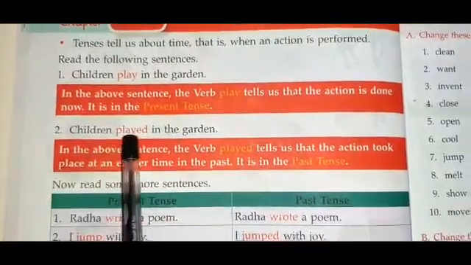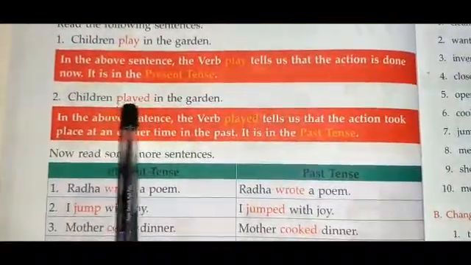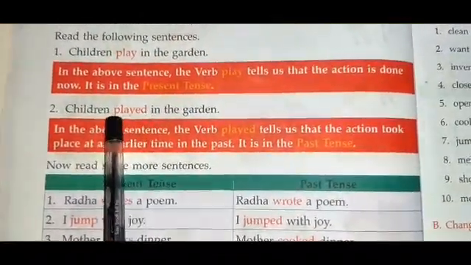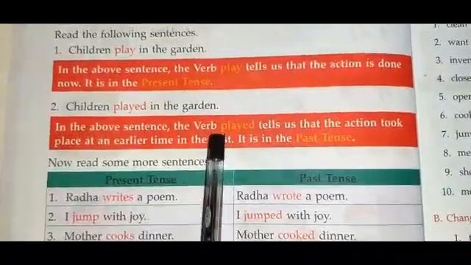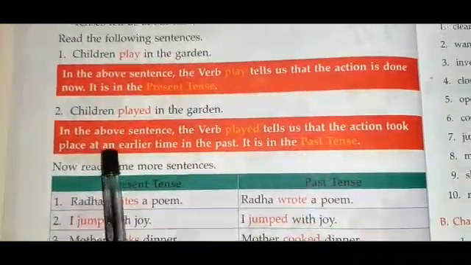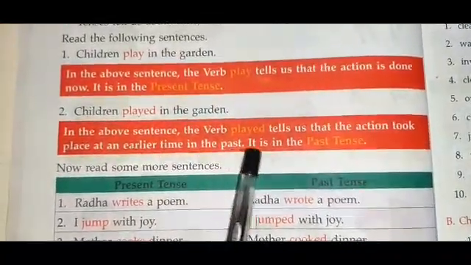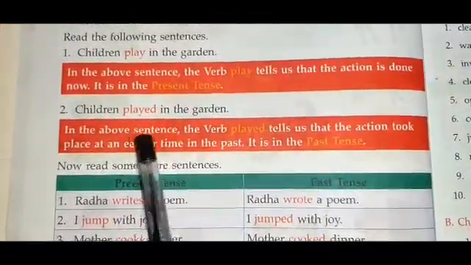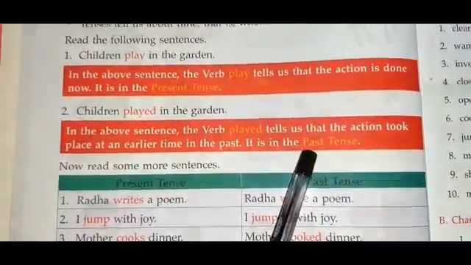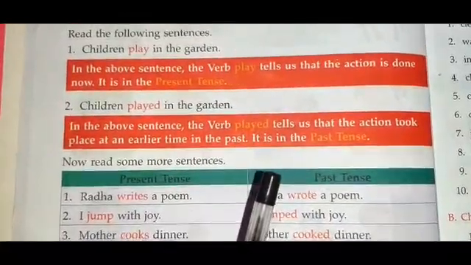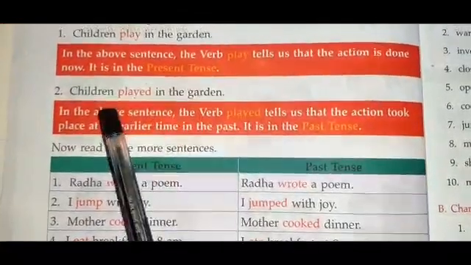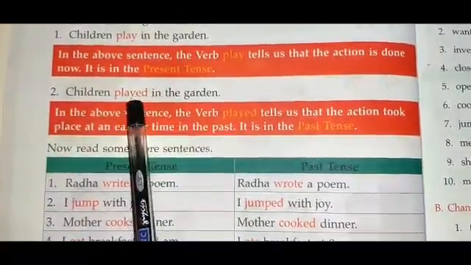And number 2, the children played in the garden. The root verb is play, but here past tense is used. Ed we have added, this becomes played. So in the above sentence, the verb played tells us that the action took place at an earlier time in the past. It is in the past tense. So the past tense is used to indicate an action that has already happened. We add d or ed to the root verb to make it into the past tense, as we have added ed here.